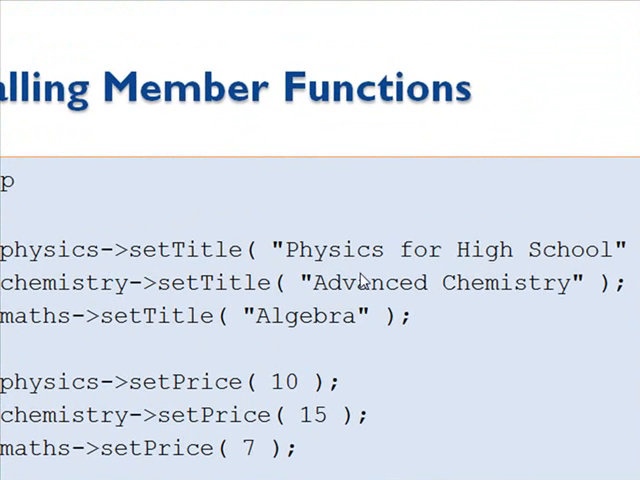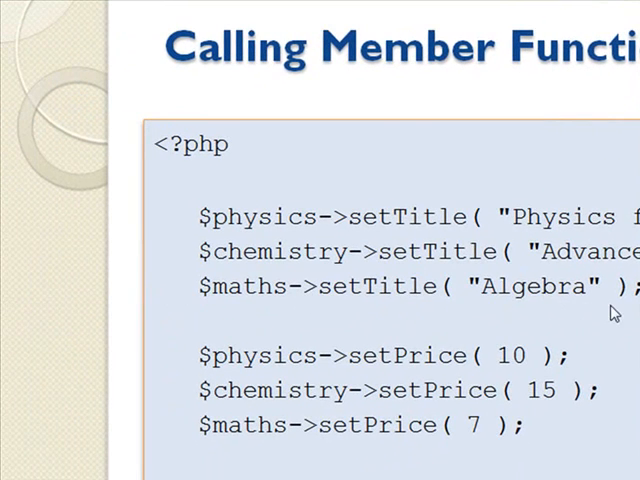is set with the title physics for high school. Chemistry, they set the title as advanced chemistry. Maths, they set the title as algebra. Then physics price is 10, chemistry price is 15, maths price they set to 7.